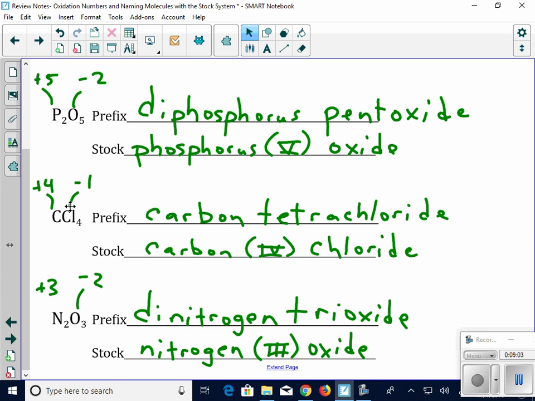Now, the most common mistakes I see with these are that people mix the two, meaning they do both of them. So something like that last one right there, where they go wrong is they say nitrogen 3 trioxide. So they put a prefix in with the stock system. It's one or the other, folks. It's not doing both. Okay, it's either prefixes or stock system. Don't mix, don't combine the two. Okay?